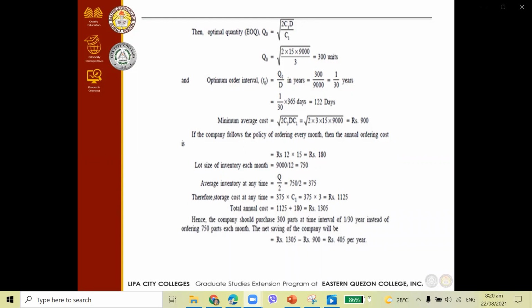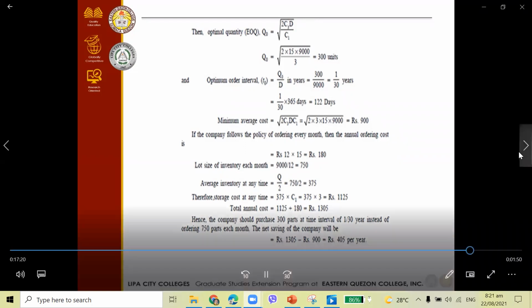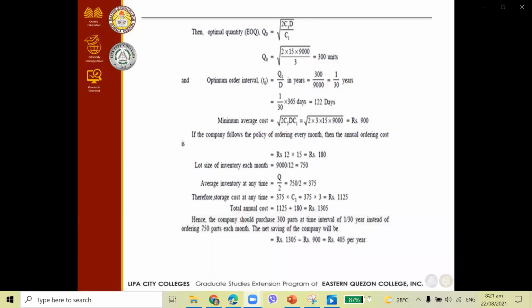So, sinasabi po dito, if the company follows the policy of ordering every month, then the annual ordering cost is, kung mayroon po tayong ordering cost na 15 rupees per order, we have to multiply it by 12 months. So, magkakaroon po tayo ng 180 rupees our ordering cost in a year. Para po makuha naman natin ang ating lot size of inventory each month, we have the total number of units purchased divided by 12 months equals 750.